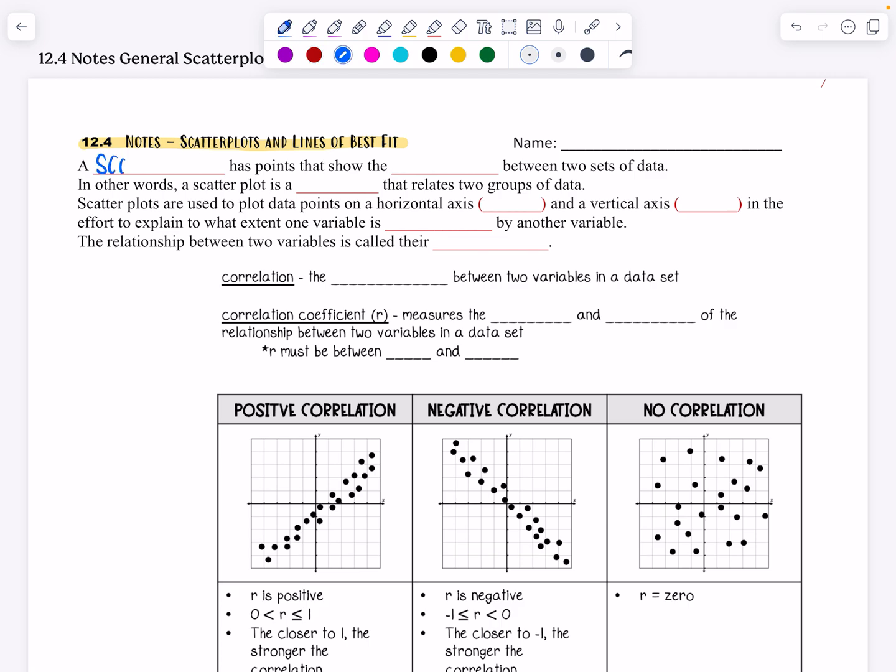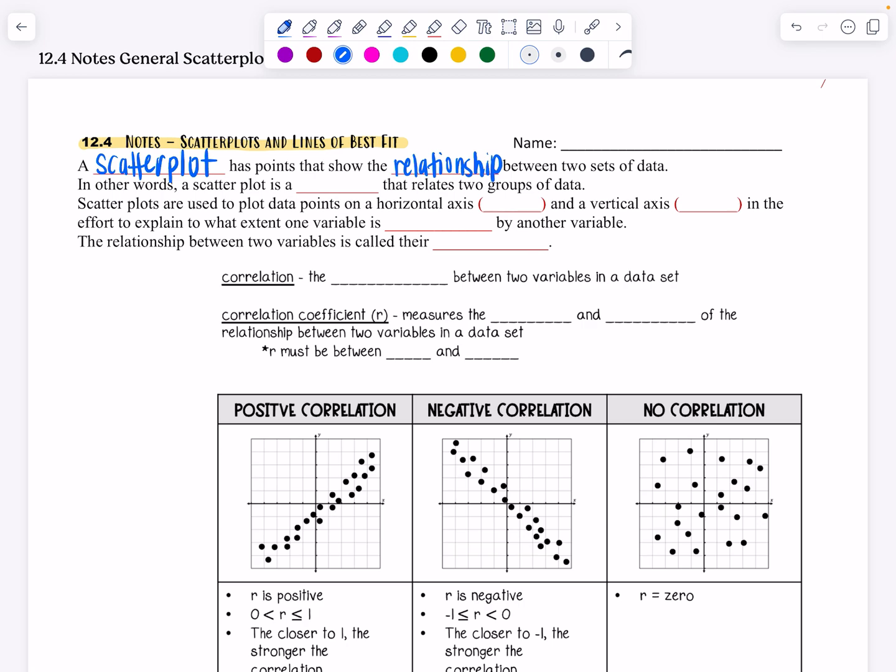So what is a scatterplot? If you have ever spilled a box of rice everywhere before, you know what it means to scatter. But in statistics, a scatterplot is going to have points that show the relationship between two sets of data.